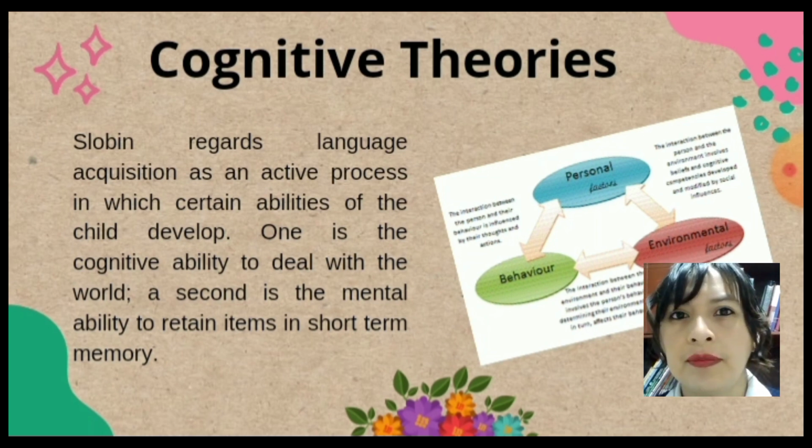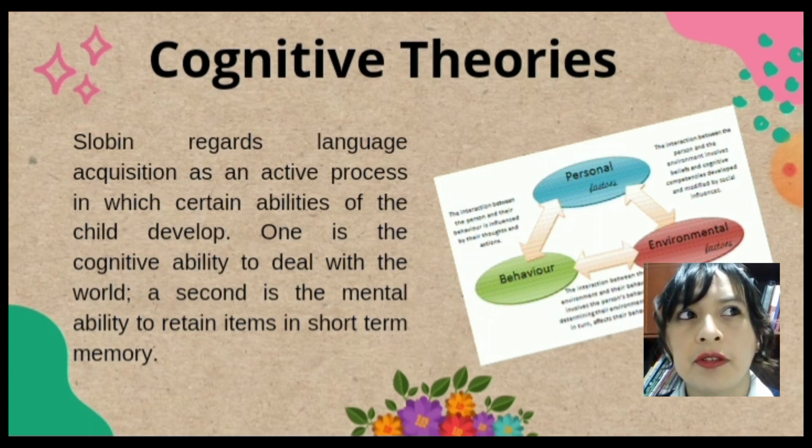Cognitive theories. Cognitive theory suggests that people's interpretations of events cause their reactions, including emotional reactions.